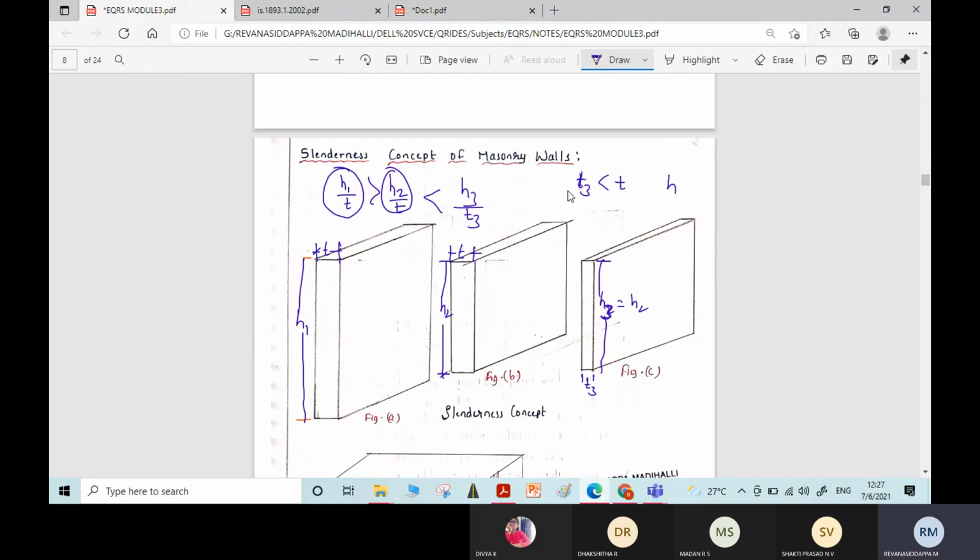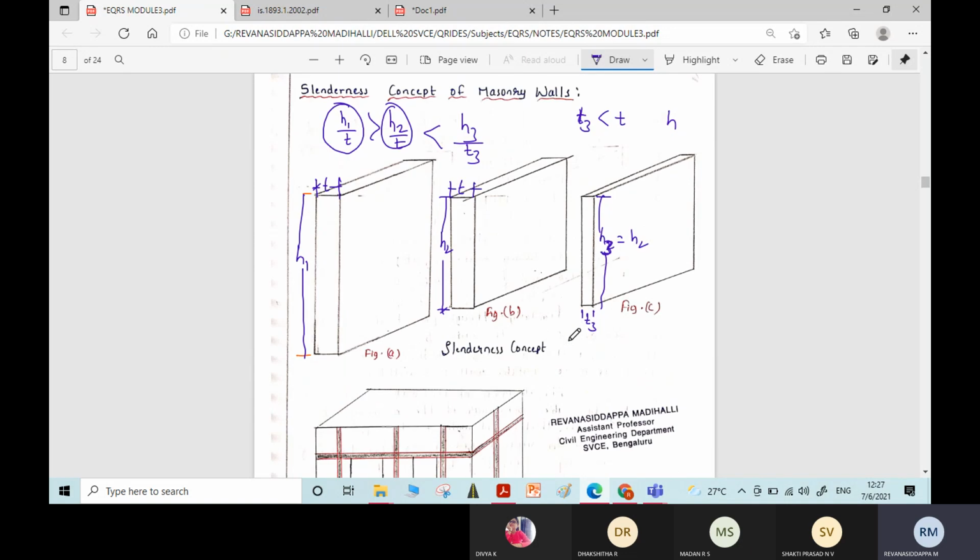So in this case, in figure A and figure C, wall 1 and wall 3 are considered slender walls compared to wall 2. In wall 1 the height is more, in wall 3 the length is more. Because of the larger height, the slenderness ratio of wall 1 is higher, and because of the larger length, the slenderness ratio of wall 3 is higher. So both cases are assumed to be slender walls.